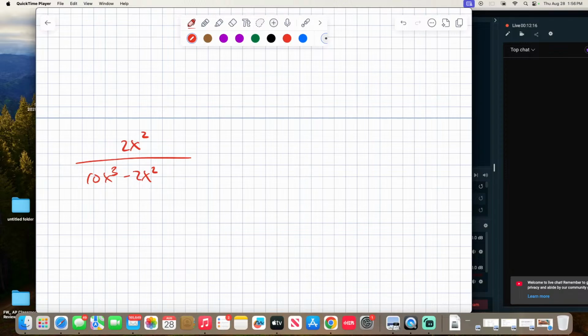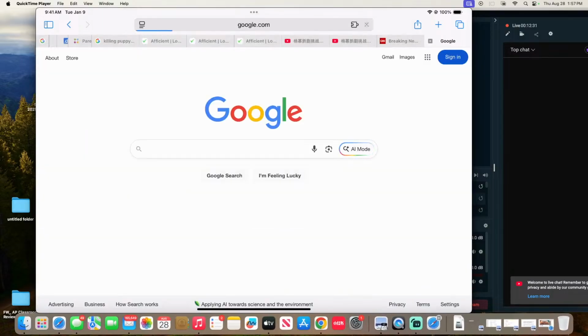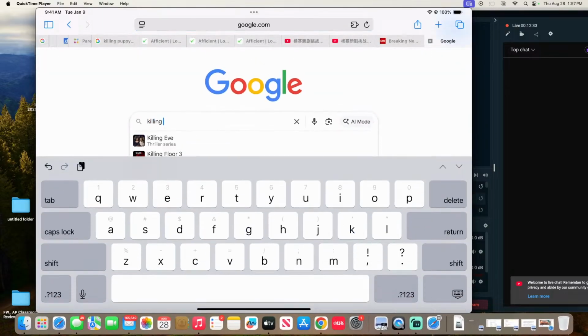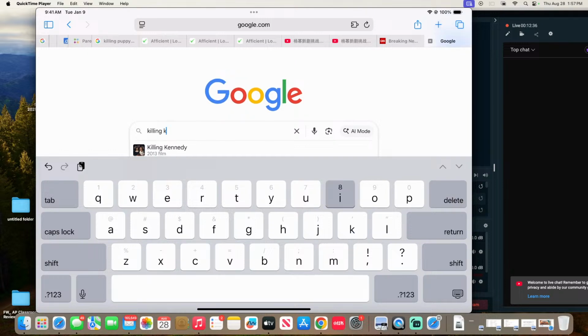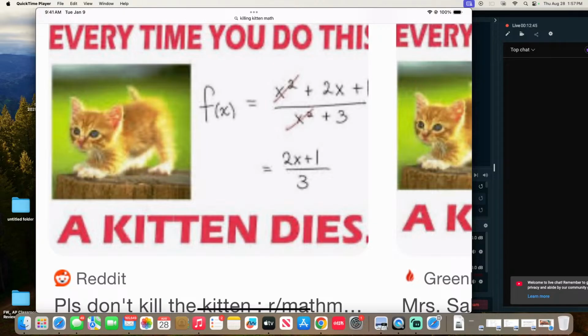So in order to simplify, it has to be a factor. You cannot, I call it, kill a kitten. So basically you cannot do this. Last time we talked about killing kittens. So every time you do this, a kitten dies. You cannot cancel this way. If you do this, I'm going to write on your test, you killed a kitten. You cannot do that. I'm going to print a poster and put it everywhere, so that you don't do this kind of stuff.